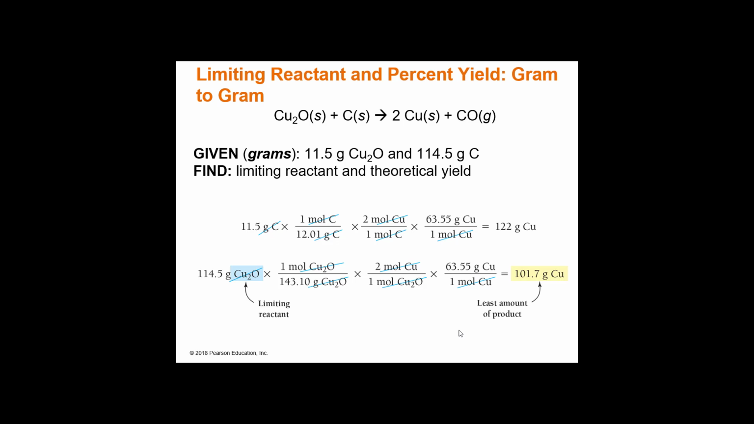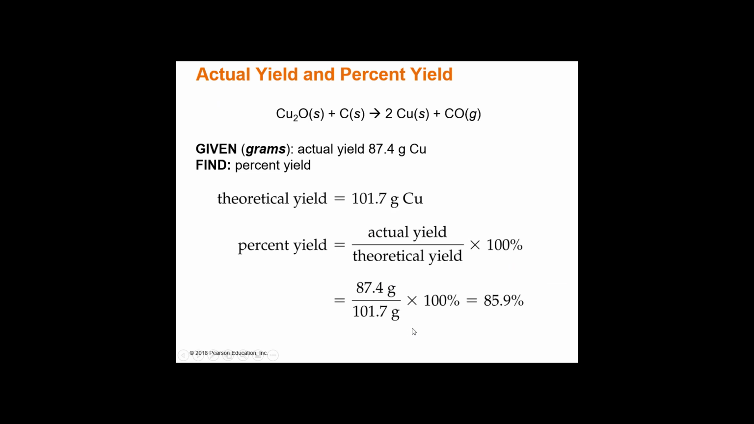So in this case, the copper oxide is the limiting reactant, and it produced 101.7 grams of copper. That's our theoretical. We can plug that in, and now we're given an actual yield of copper, and that gives us 85.9% yield on this problem.